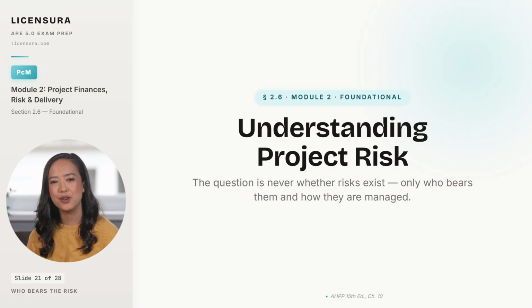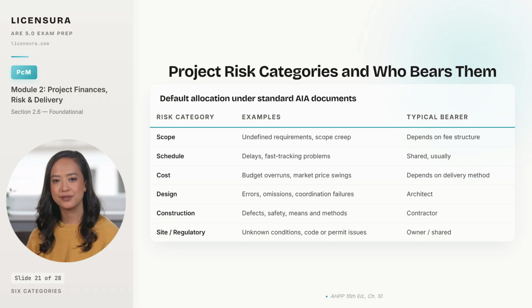table. Start with the categories, 6 of them, each one with a typical bearer. 6 categories, and the bearer for each one is the answer the exam will expect, unless the contract changes it. Scope risk lives in your fee structure. Lump sum work that grows without a change order is scope risk you absorbed for free. Schedule risk is shared by default, but a contract clause that gives the owner liquidated damages and you nothing for delays is schedule risk you just took on alone.